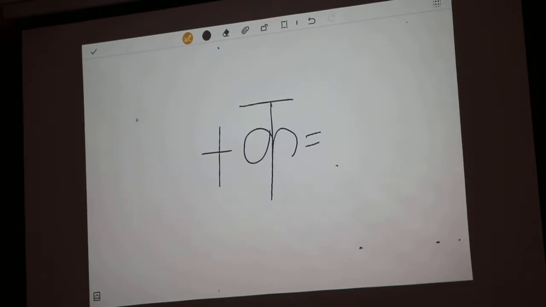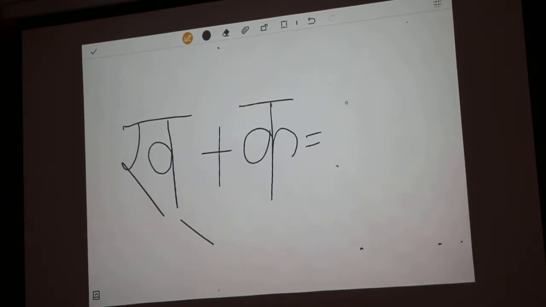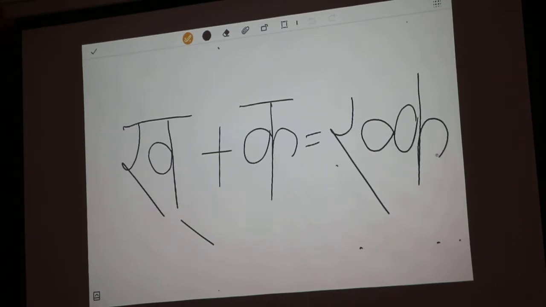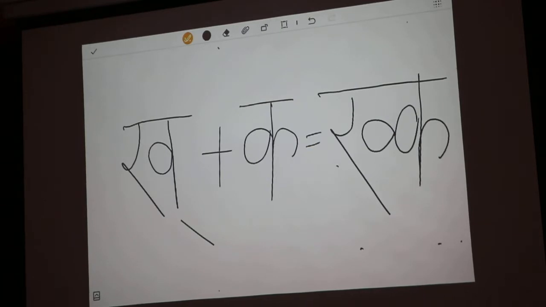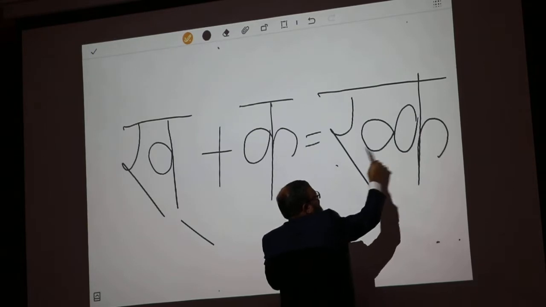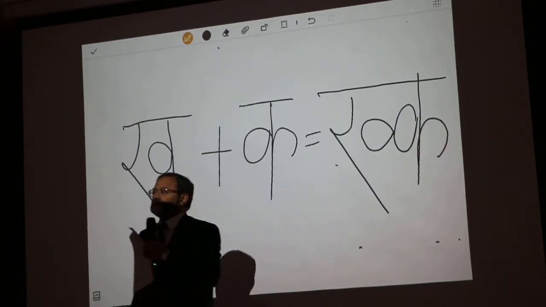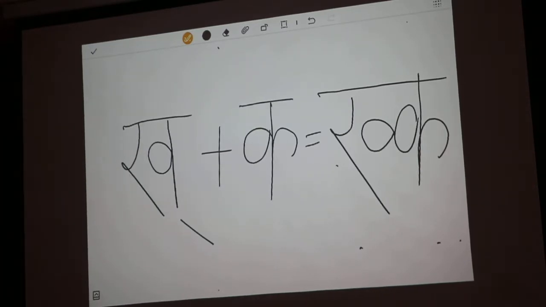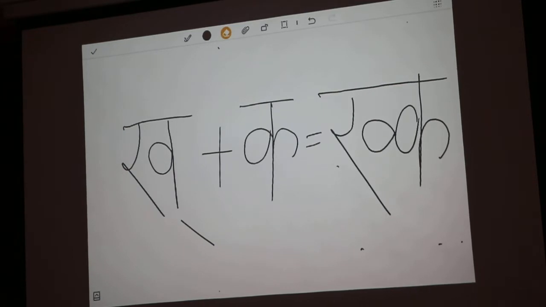When we have k halant, and we have to add any letter to k, this long line disappears. This is what remains of k, and then you add k to this. Когда мы добавляем к halant к, тогда мы не пишем вертикальную палочку в конце в к и добавляем к. Мы можем поменять к на любую другую букву. This will remain, and the new letter will come here. Is that fine? Всем ясно. Should I move ahead?